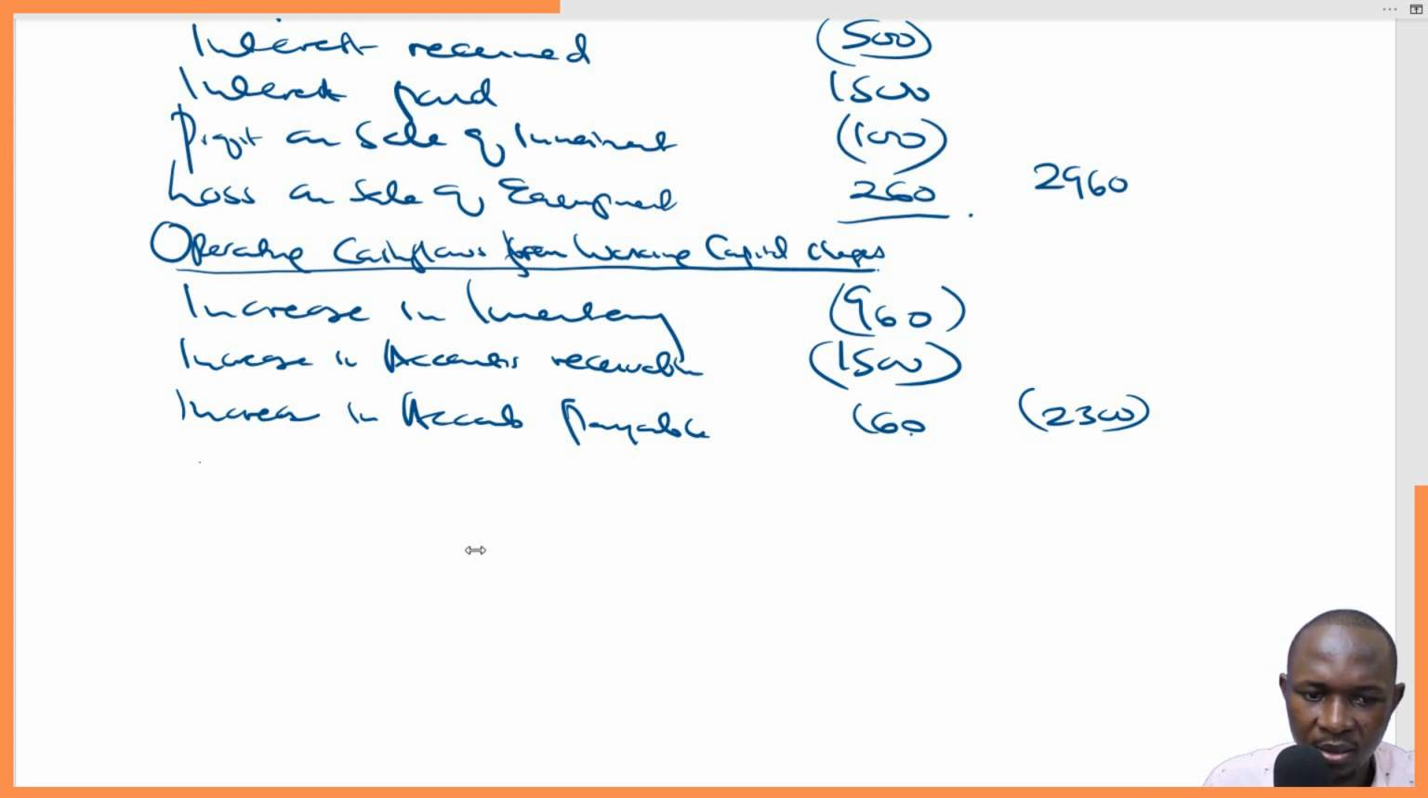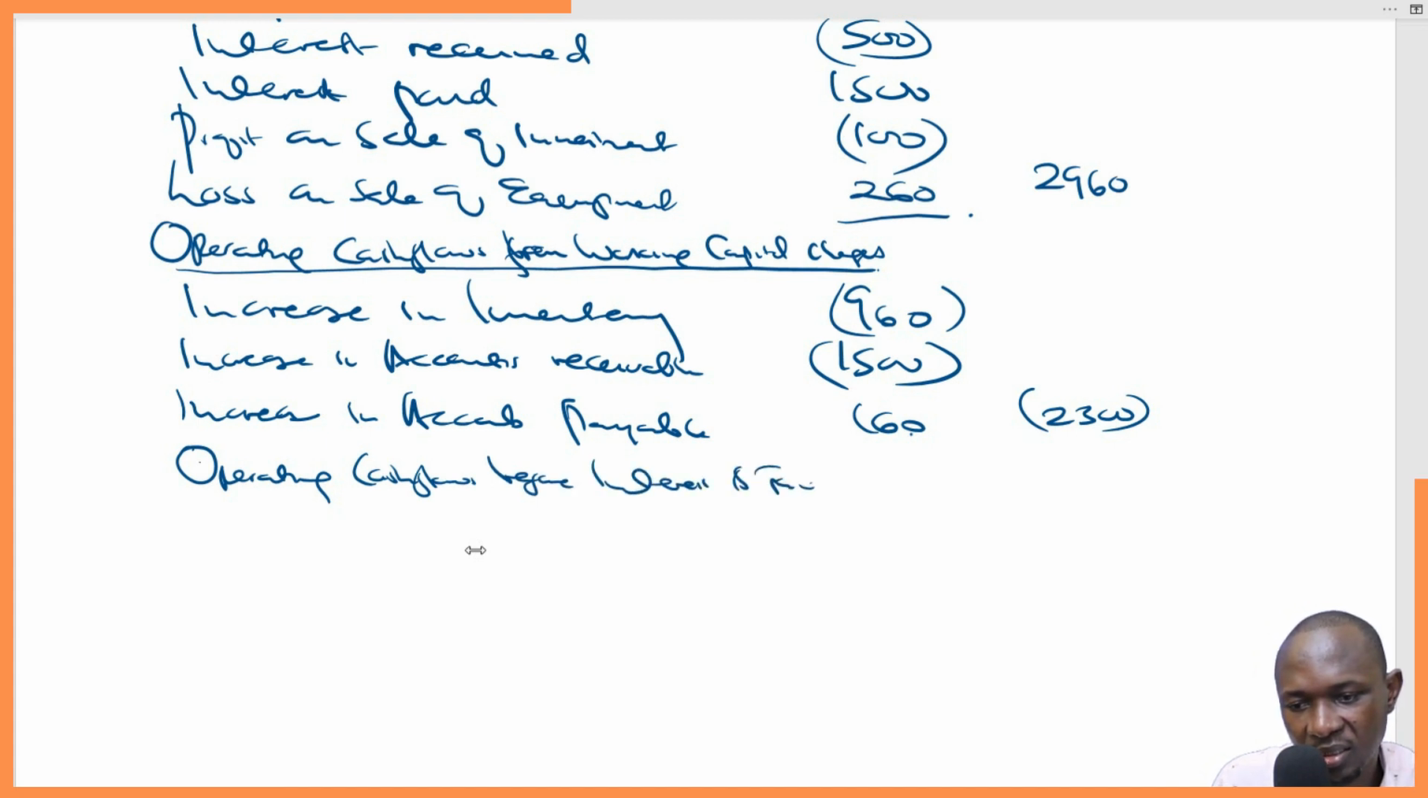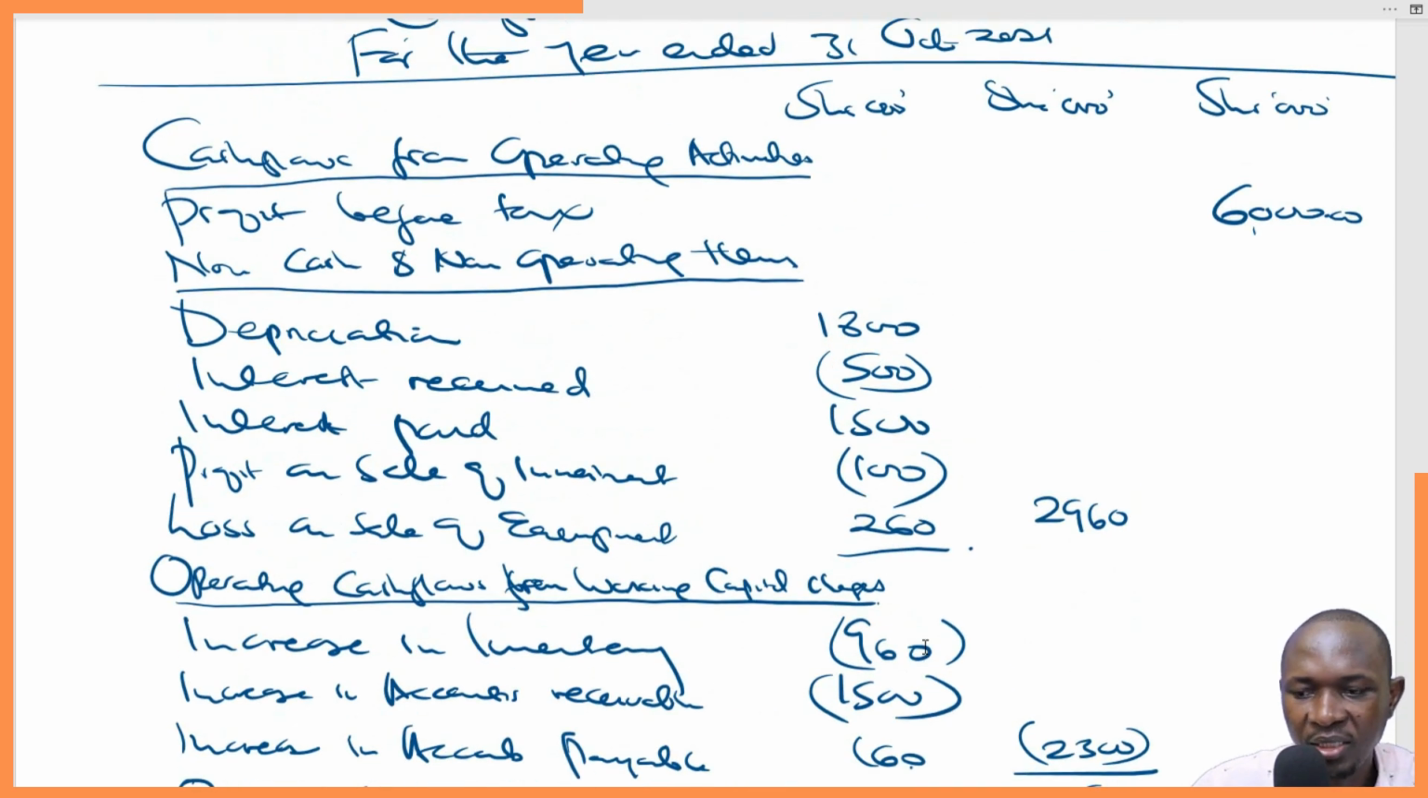This will give us the operating cash flows before interest and tax. Operating cash flow before interest and tax. Let's add this. We get what we call 660. That is the operating cash flow before interest and tax. This is now part of the format.